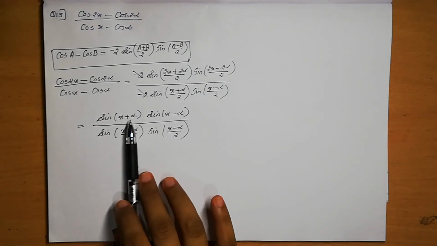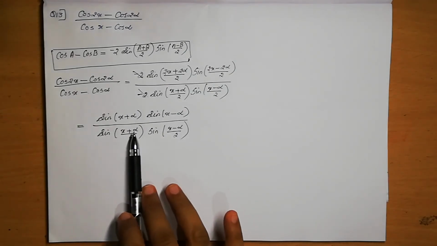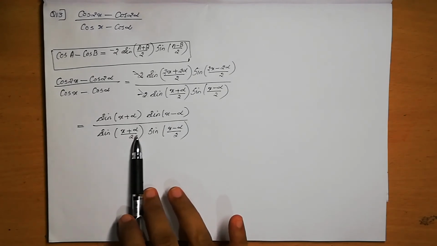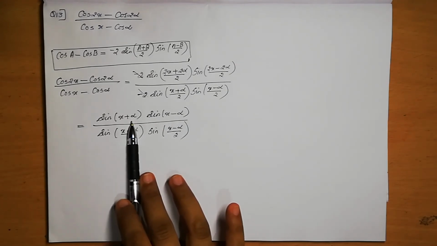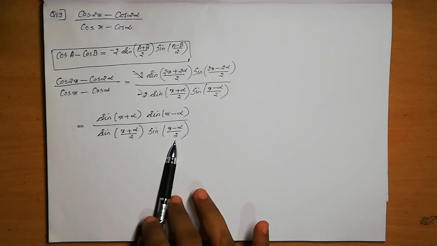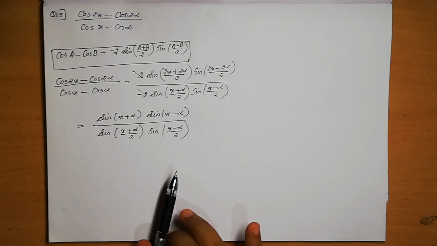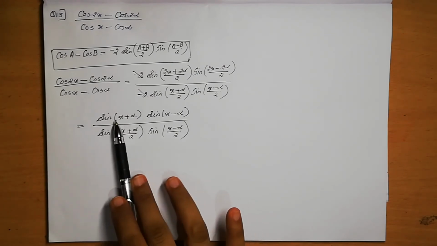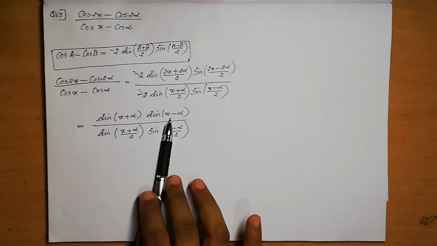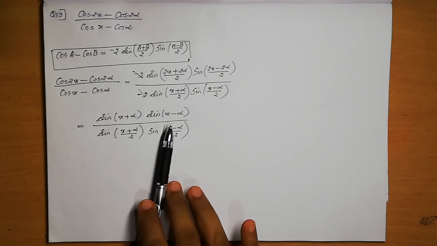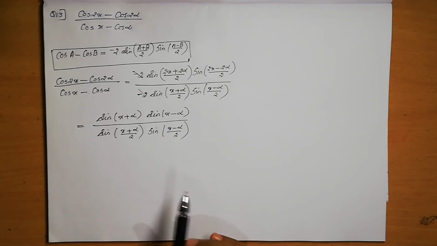Here we can see that everything is sine only, but the angles are different. This is (x plus alpha)/2, this is x plus alpha. Here this is x minus alpha, this is (x minus alpha)/2. If the angles are the same we can cancel, right? So how can we make them the same? This is sine theta, this is also sine theta. If it is sine 2 theta, how can we write it? 2 sine theta cos theta, right?